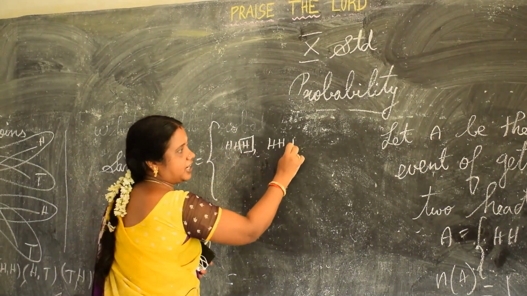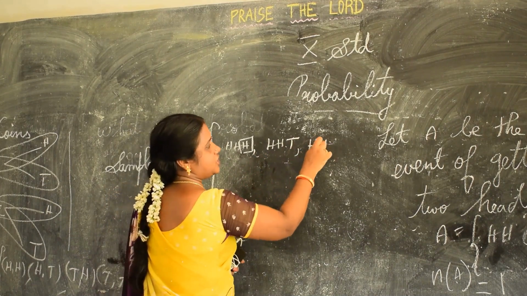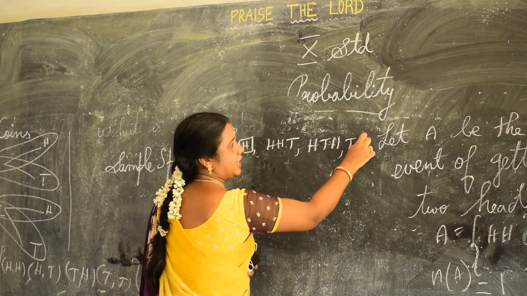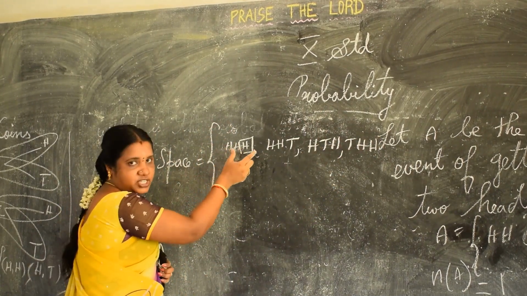In the head, you can write T. Then what can you do? In the T, you can move it to the center, HTH. Again, what can you do? Put it in front, THH. These are all the possible sample spaces. We have written them for H.